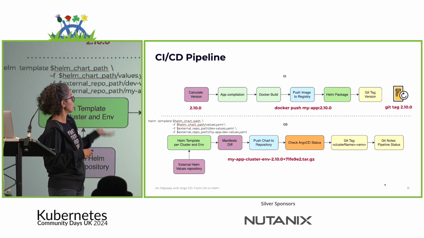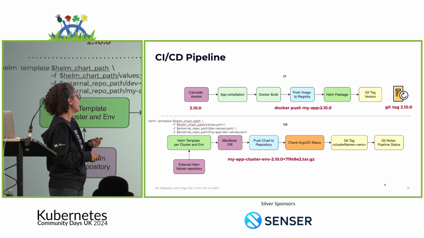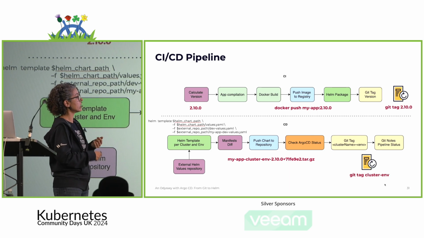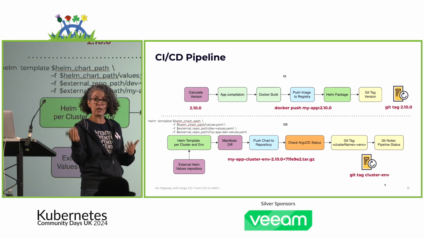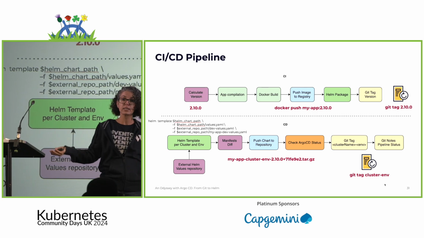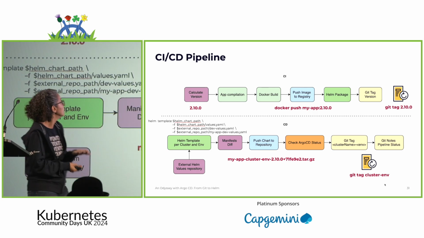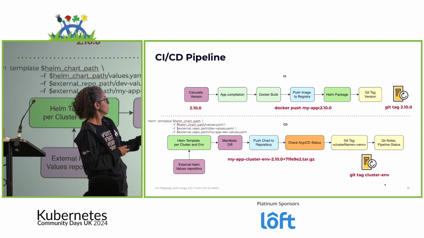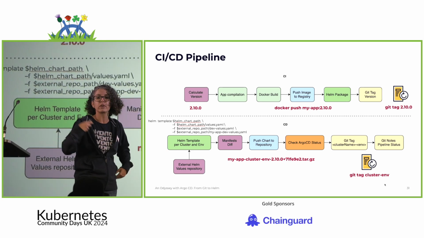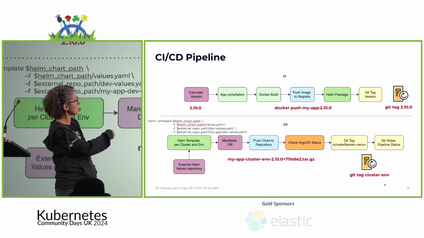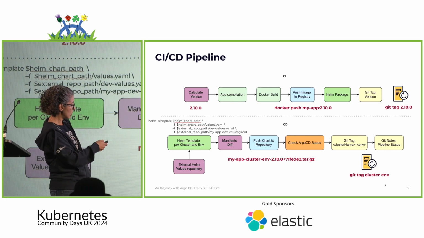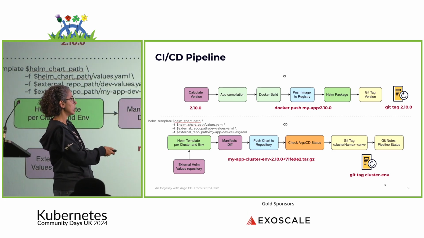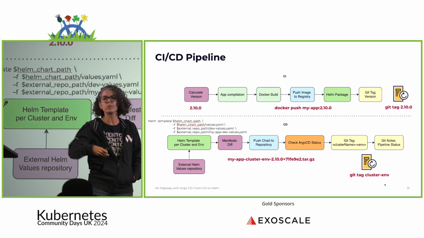So then we push them to our registry, and as ArgoCD is syncing from our registry, waiting for the latest available version of that specific application cluster environment, we check the status. Whenever ArgoCD is green, then we also tag that commit with the cluster environment. This is to be more GitOps, right?